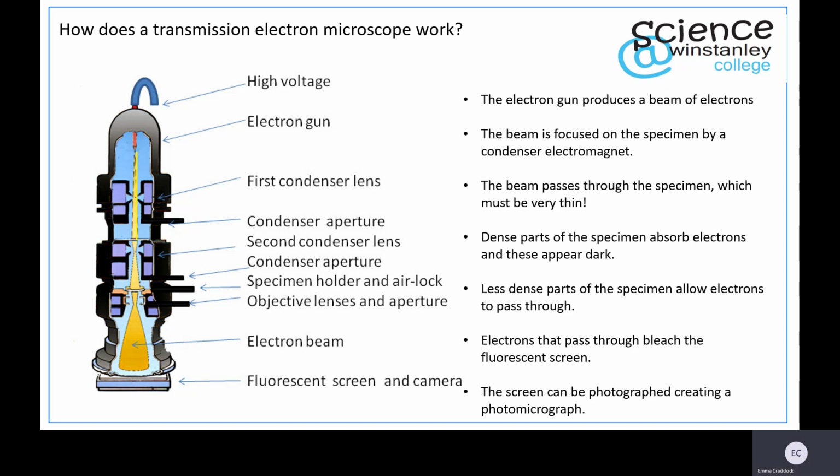Dense parts of the specimen absorb electrons, so they don't allow the electrons through, and these appear dark. Less dense parts of the specimen allow electrons to pass straight through. The electrons that pass straight through hit the fluorescent screen and bleach it. And then you can take the screen and photograph it to produce a photomicrograph.